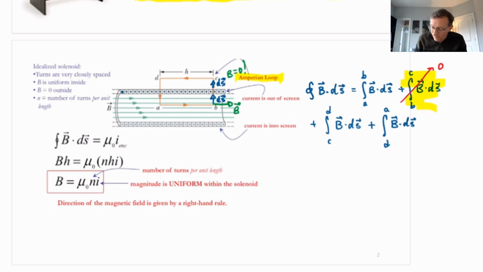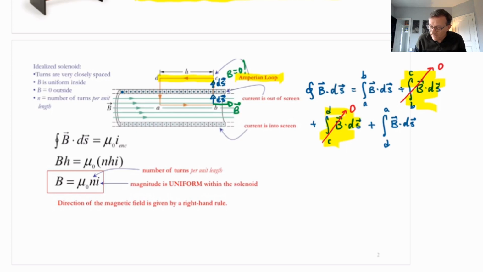All right, now let's do the integral from C to D. You see what I'm going to get for that integral of B dot ds? Did you say 0 again? And why? Because alongside CD, there's no B to do a B dot ds, right?